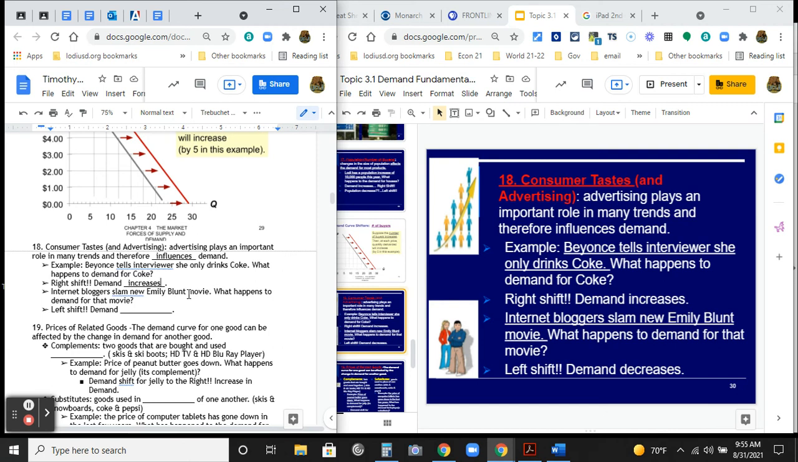What happens to demand for that good? Though I don't know how they could bash that one. I thought it was good. But let's say they bashed it. The demand's going to go down, and then you're going to get a left shift on the demand curve because fewer people are willing to watch it at a certain price.